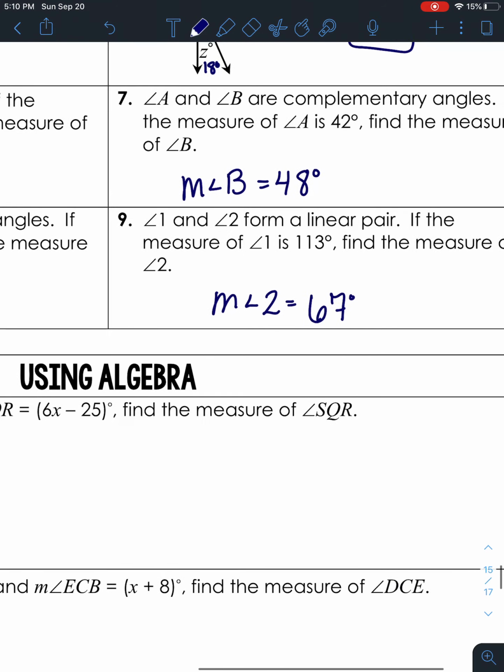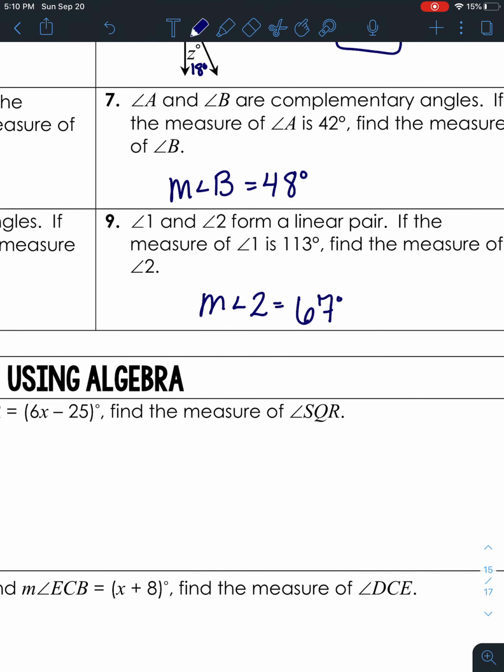7 I have already done for you. 7, you should get the measure of angle B is 48 degrees. If you've got any questions on any of these that I'm giving you the answers for, come see me in class during virtual time and I will be sure to explain these to you.